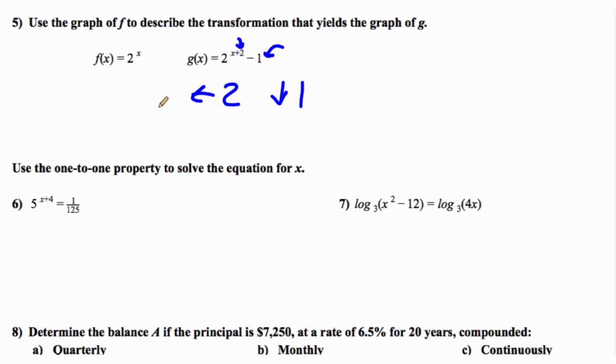In the next section, we're looking at using the one-to-one property in order to solve some equations. In number 6, we're looking at some exponential equations, but in order to use our one-to-one property, we have to have the same base on our exponentials on the left-hand side and on the right-hand side. So we need to look at this 1 over 125 and try to rewrite it as 5 raised to some power. Now, since this is a fraction number, that power is going to have to be negative.